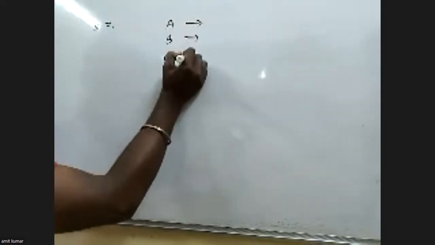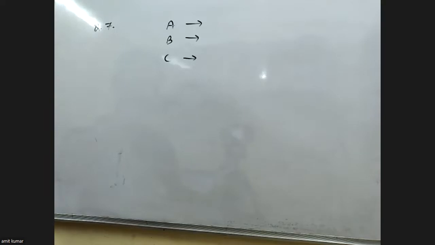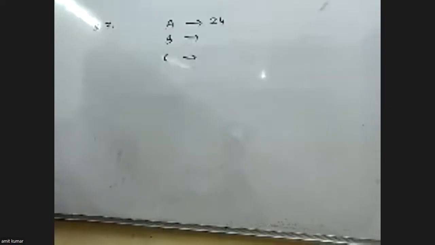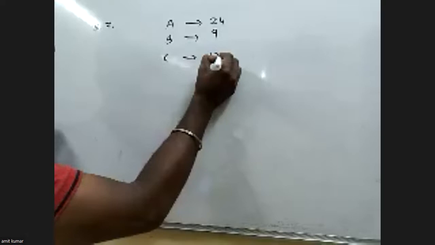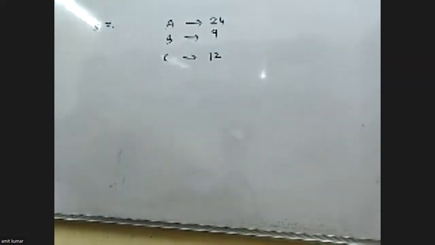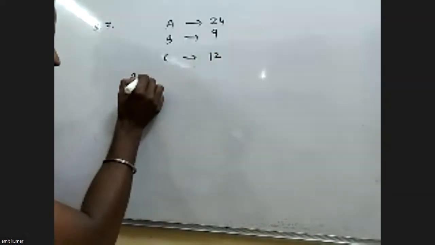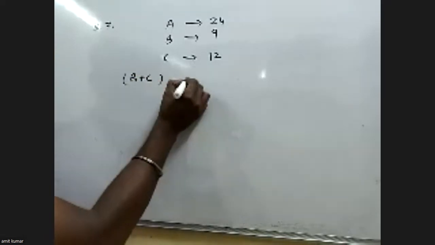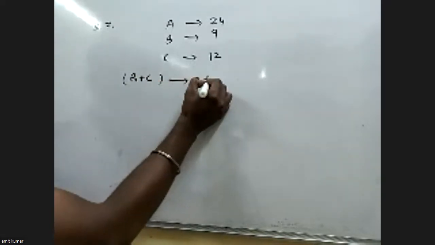A can do a piece of work in 24 days. B can do the same work in 9 days. C in 12 days. B and C start the work but are forced to leave after 3 days. The remaining work was done by A in how many days? Please try to solve it.